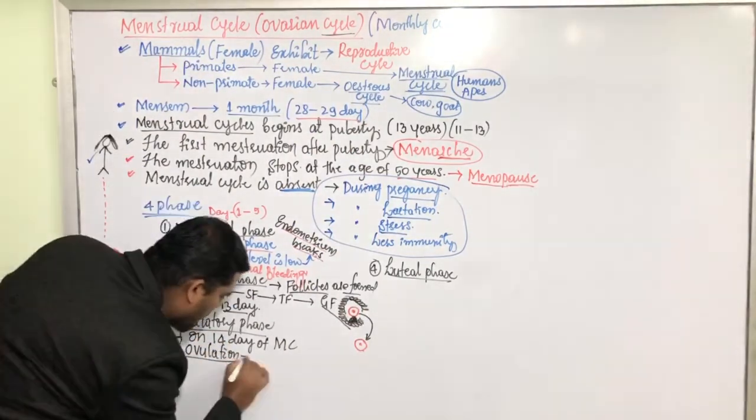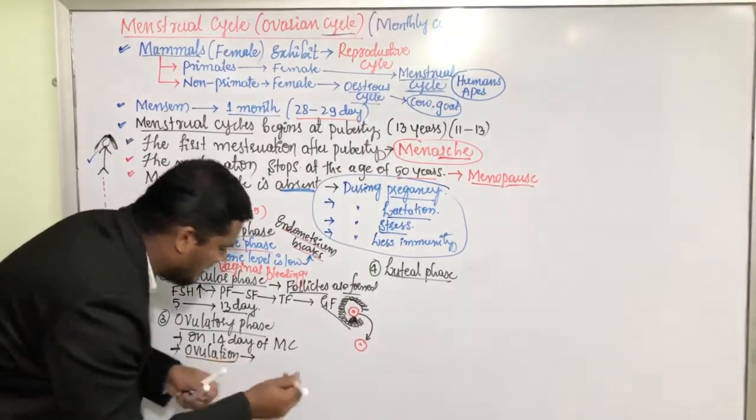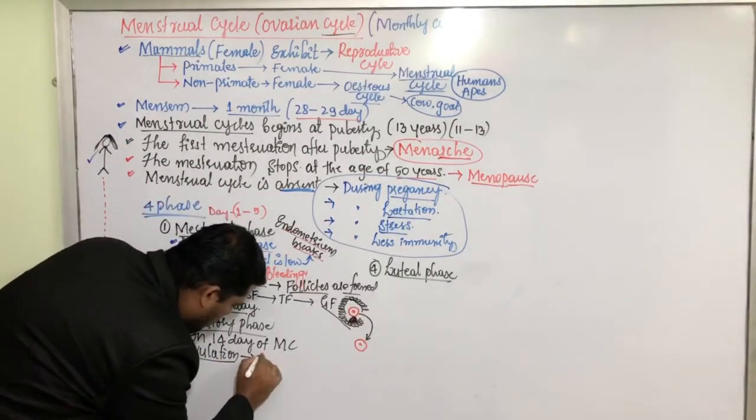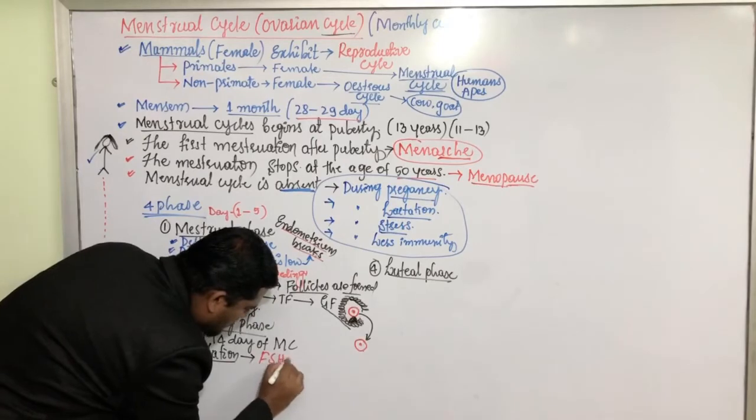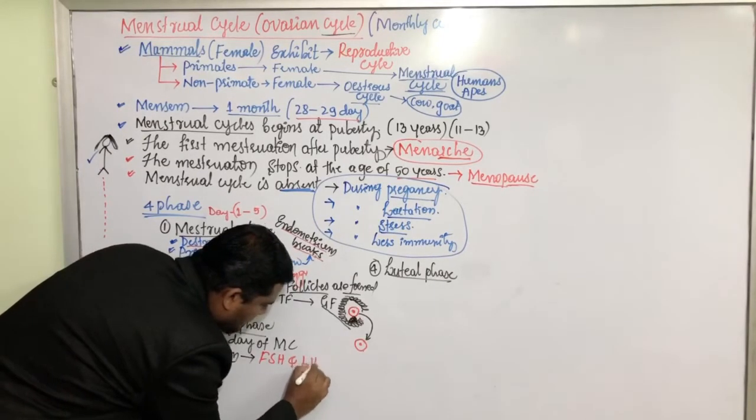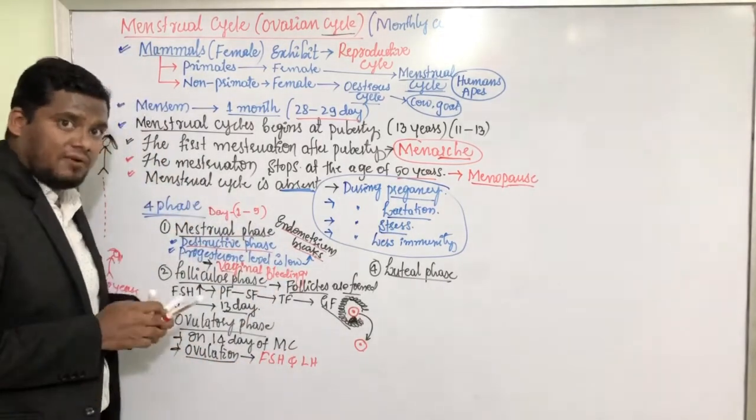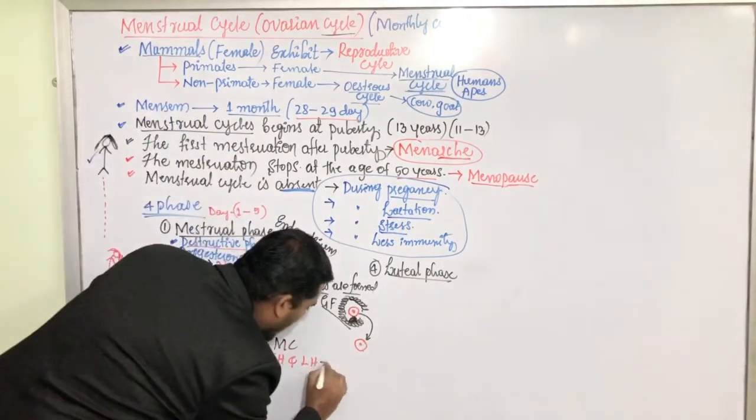Now during ovulation, the amounts of FSH and LH, these two hormones, are at peak level.